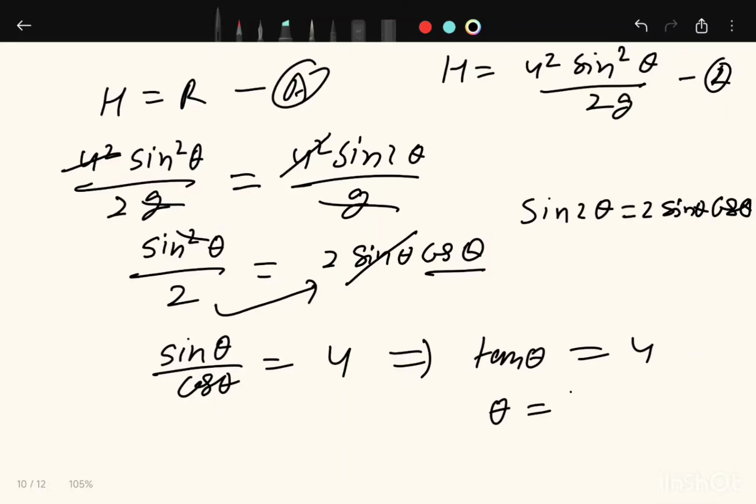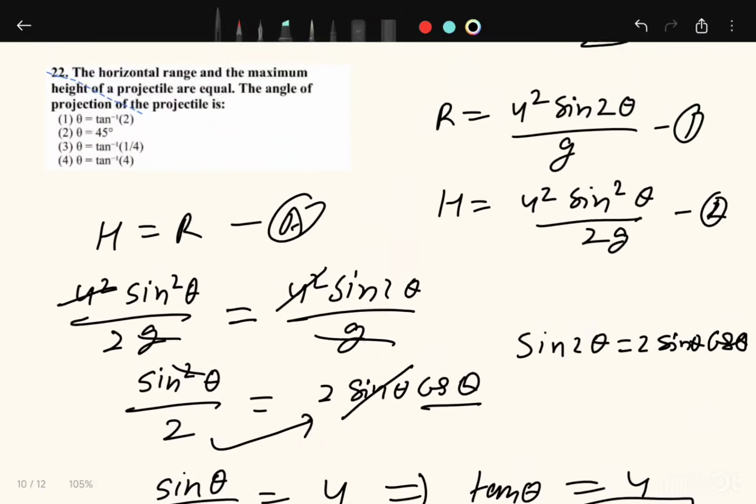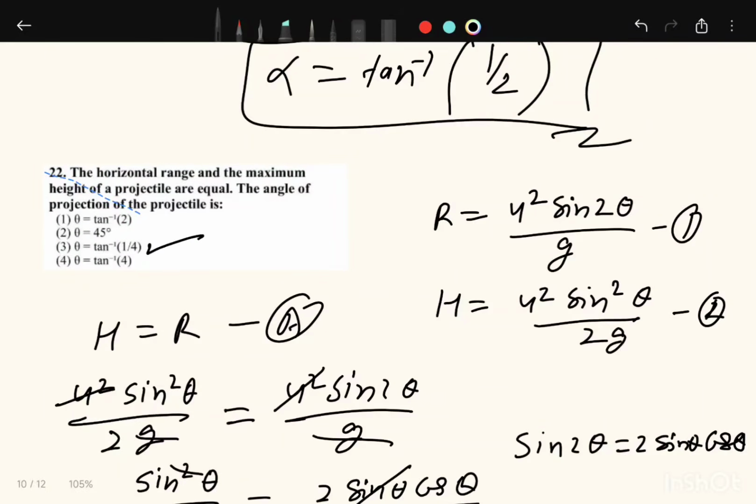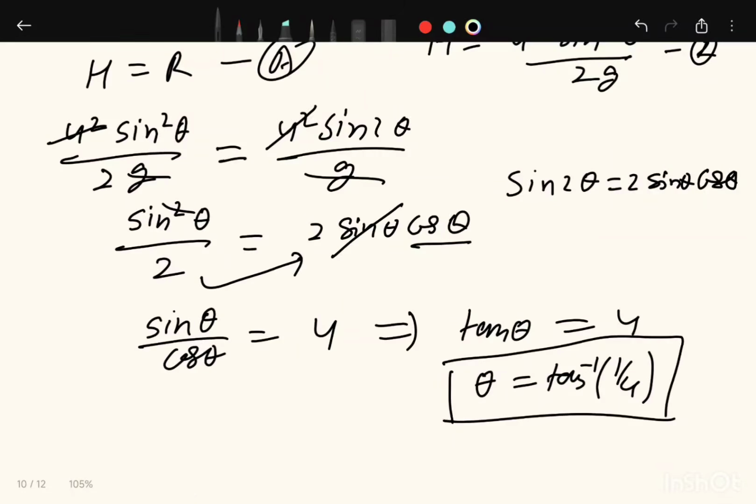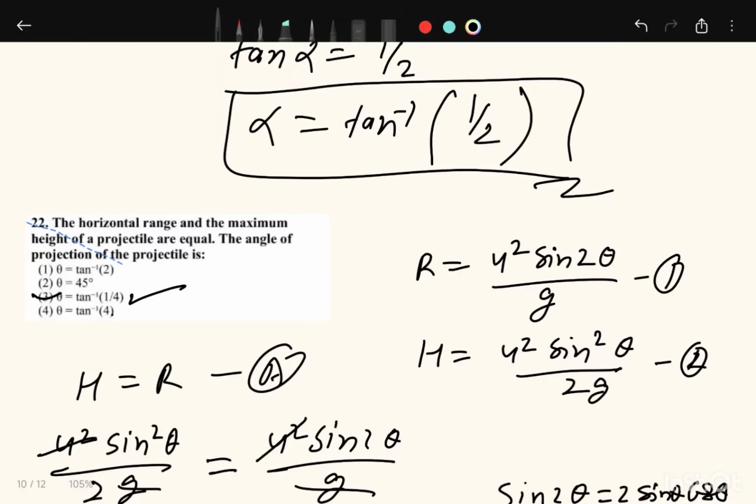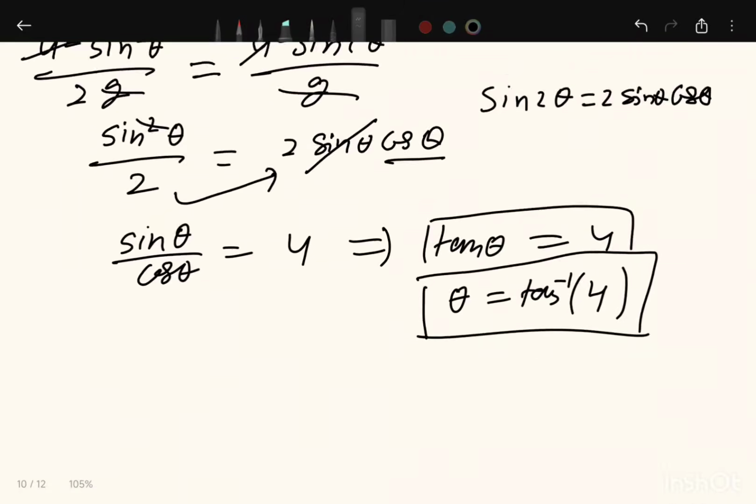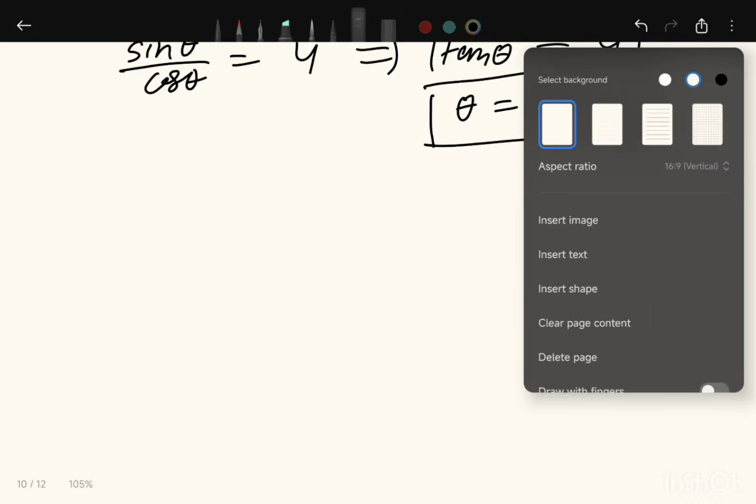So your angle of projection will be tan inverse of 1 by 4, right? Sorry, not 1 by 4, it will be only 4. Yeah, we're just making this mistake. But this will be only tan inverse 4. How can it be 1 by 4? So option 4 is correct. Your answer 4 is correct. Angle of projection will be tan inverse 4. Let me see the next problem.